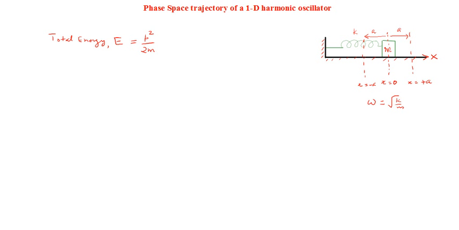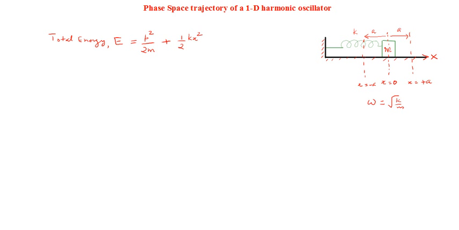It is nothing but half mv square itself. It is equal to p square by 2m. Plus, what is the potential energy of a loaded spring? That is nothing but equal to, expressed in terms of its spring constant, half kx square, where x is the elongation or the compression.